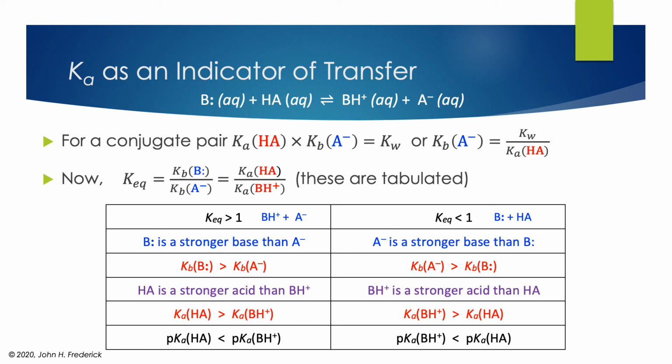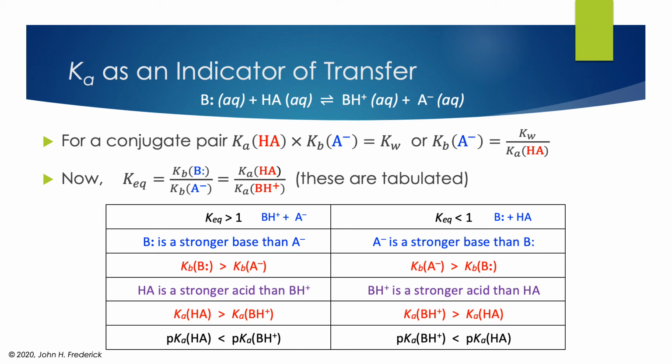And I'll come down to the pKa in just a moment after I talk about the right-hand side. We'll just have the opposite results on the right-hand side. If K equilibrium is less than 1, that means the denominator, that is Ka of BH plus, must be greater than the Ka of HA. So that tells us that BH plus is the stronger acid. It gives up its proton much more readily than the weak acid HA.